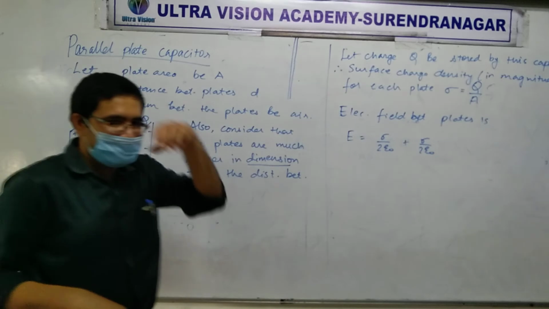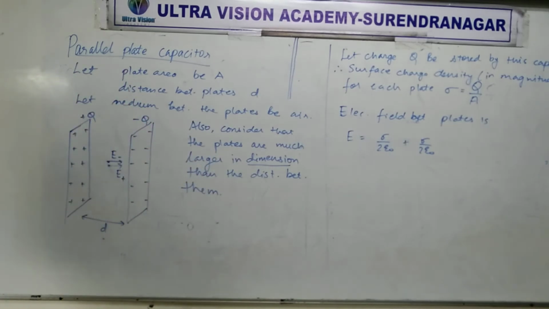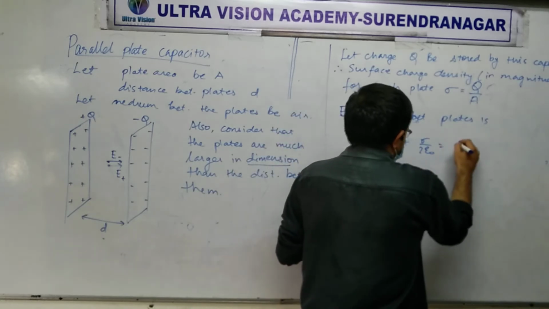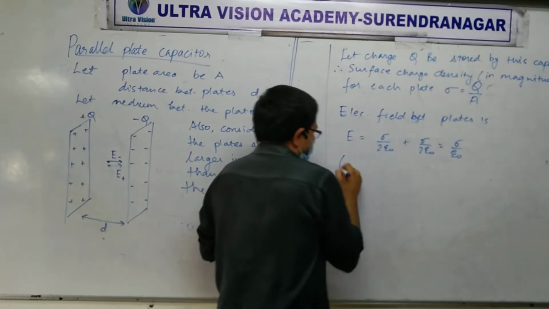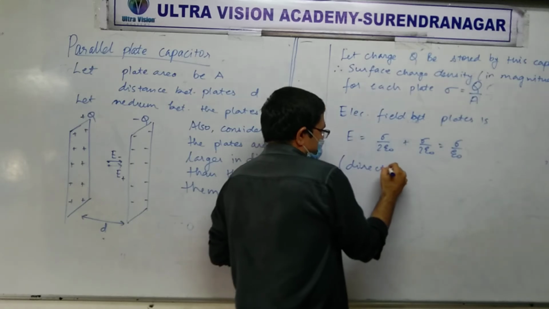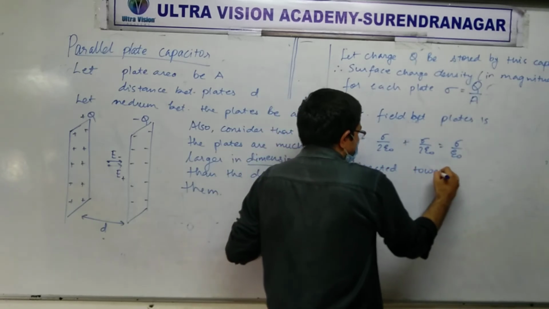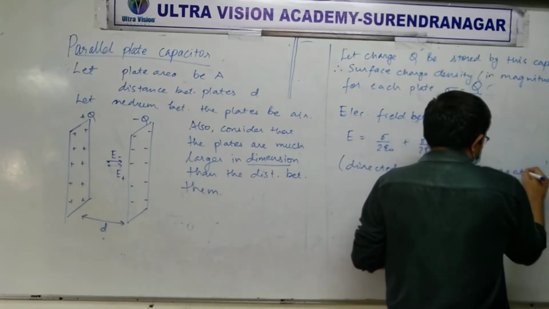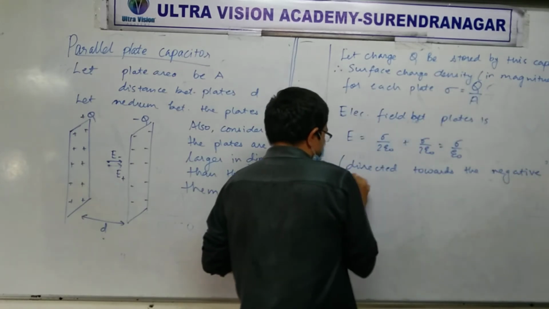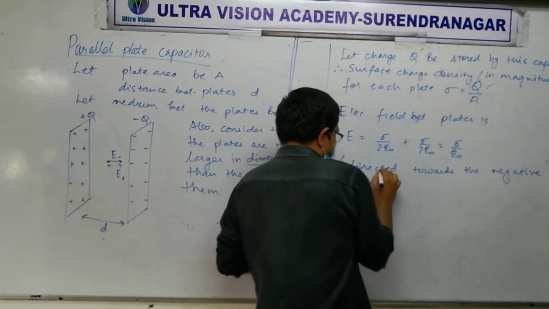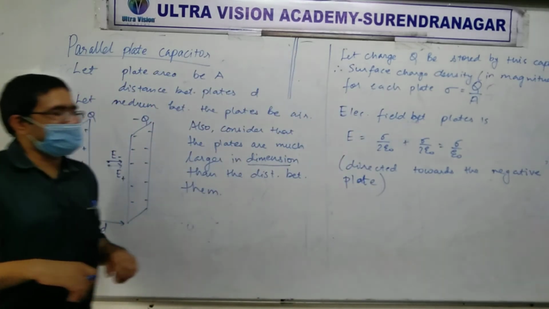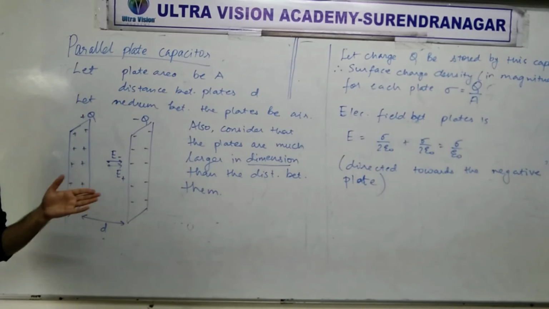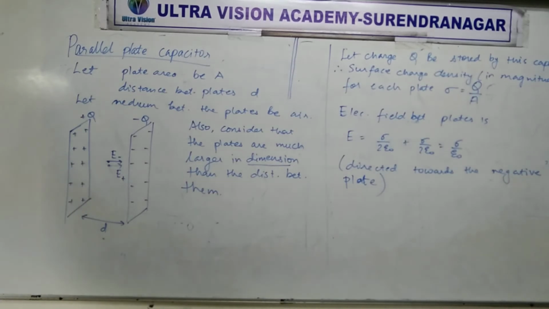Did you understand? E plus and E minus, each sigma by 2 epsilon 0. Together that is sigma by epsilon 0, directed towards the negatively charged plate. Everyone got that? Yes or no?